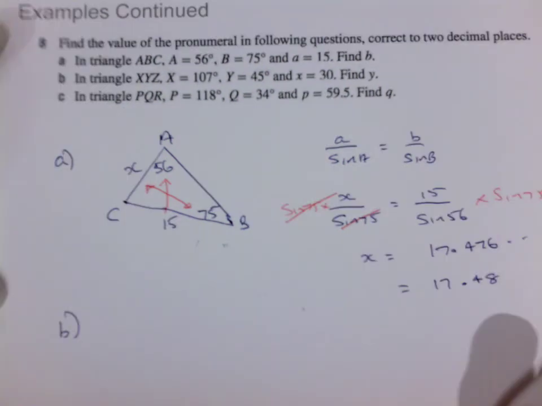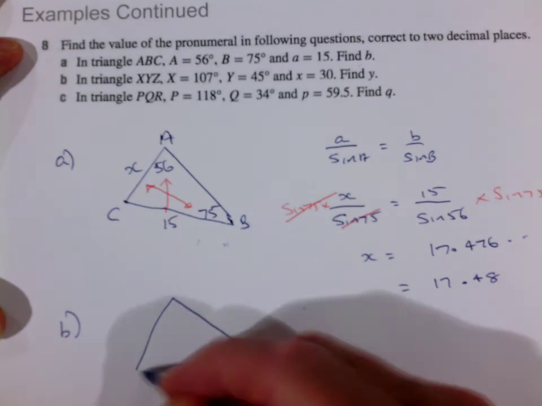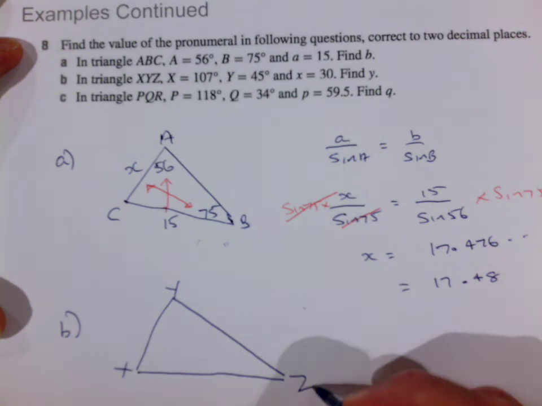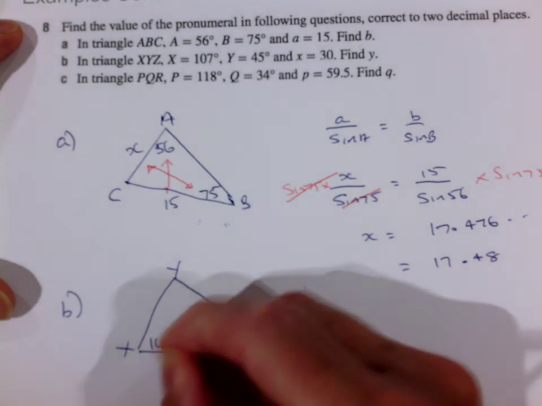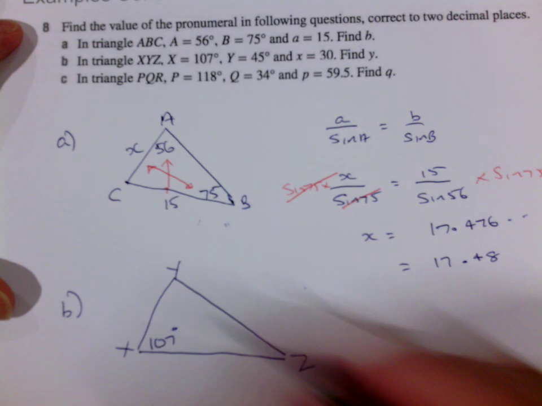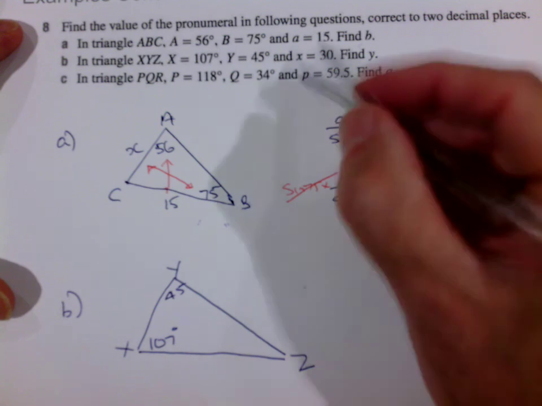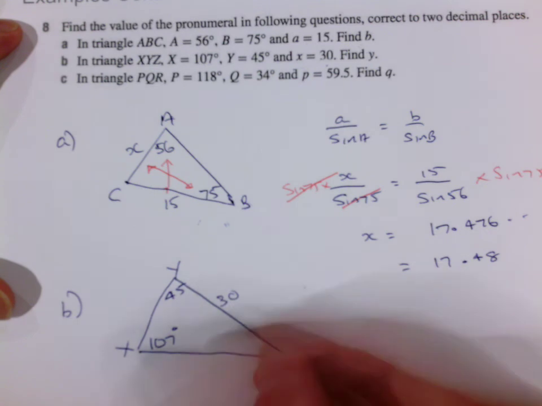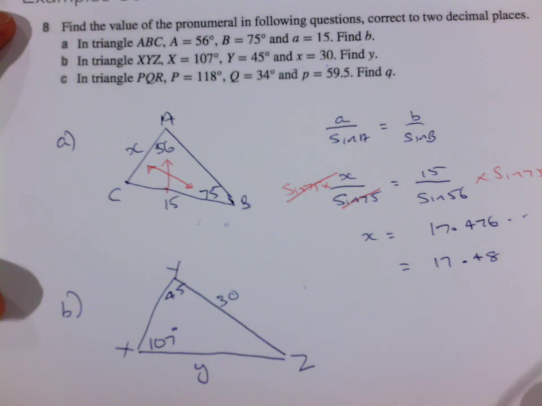In triangle XYZ, so we're going to do an XYZ. In triangle XYZ, X is 107. Doesn't really matter that it doesn't look like 107. Y is 45. And x equals 30. Where would x be? x is 30. It's on the other side from this, isn't it? Capital X, little x. Find y. Okay, so let's do this one.